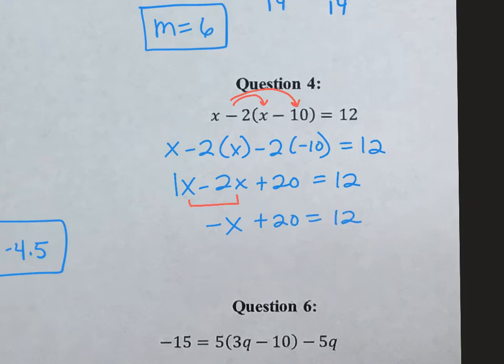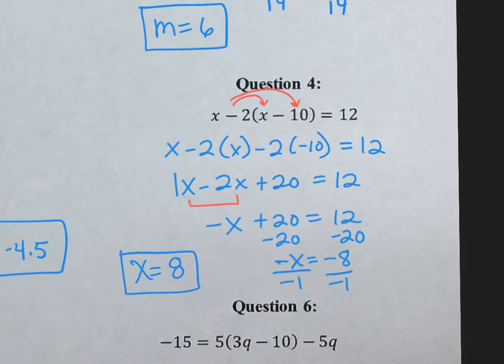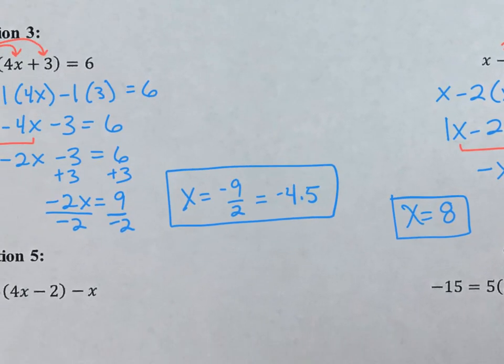I get rid of my constant by subtracting the 20. I've got negative x equals negative 8. Divide by negative 1, divide by negative 1. I'm left with x equals 8. If you need to pause and rewind, go ahead and do so. I'm going to go now to question number 5.